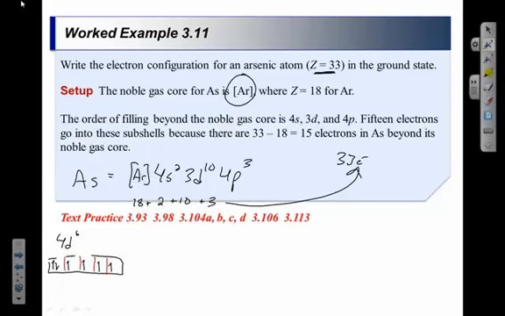Any S subshell can hold a maximum of 2, right? That's why there are 2 columns in the S block. Any P subshell can hold a maximum of 6. There are 6 columns in the P block. A D subshell holds a maximum of 10 electrons, and an F subshell holds a maximum of 14 electrons. Whether it's 4F, 5F, 2000F, if it's an F, it holds 14 electrons max.